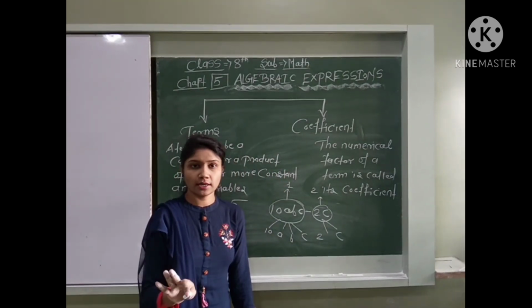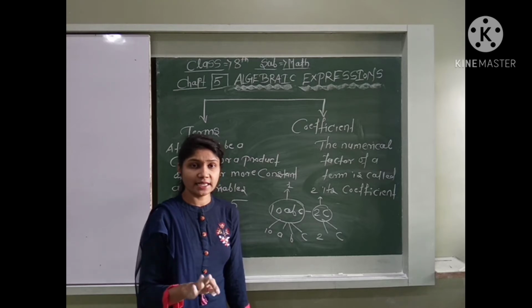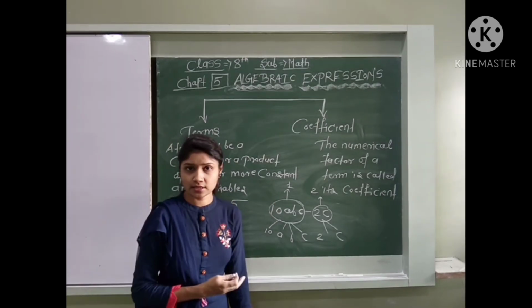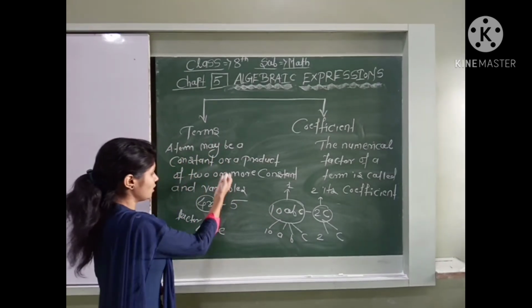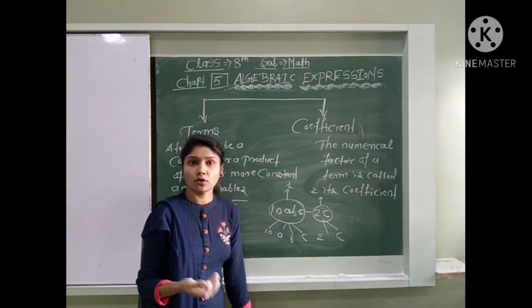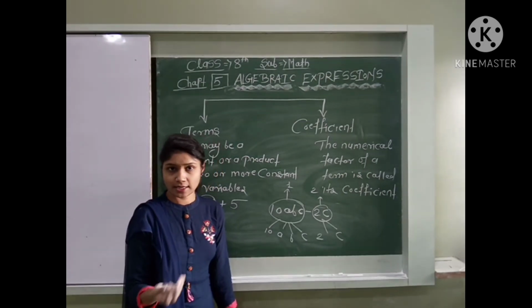You just have to get a clear idea about the terms and factors. Terms means what? It is a constant or the product of two or more constants with a variable. It is called a term.